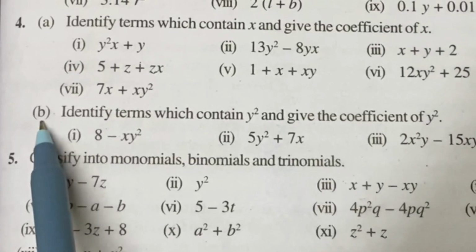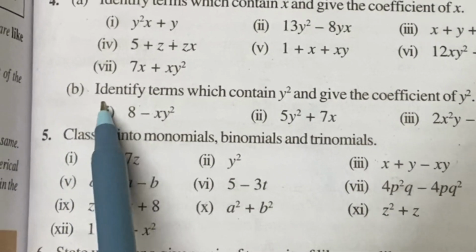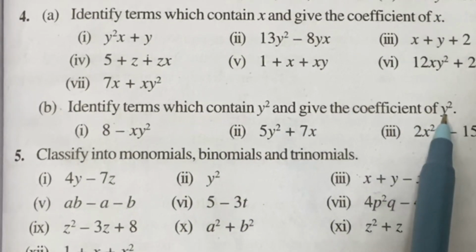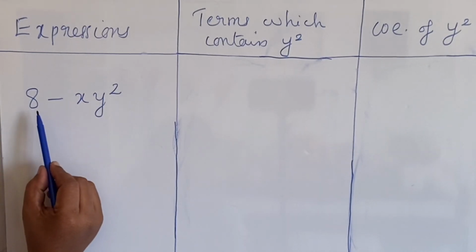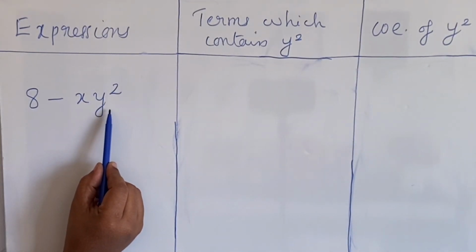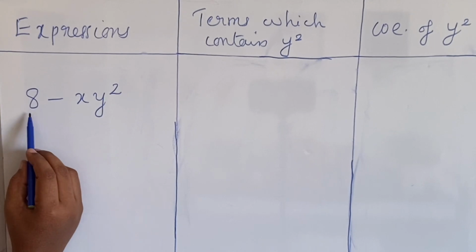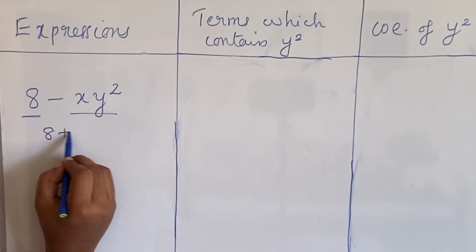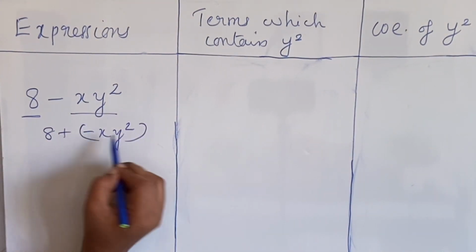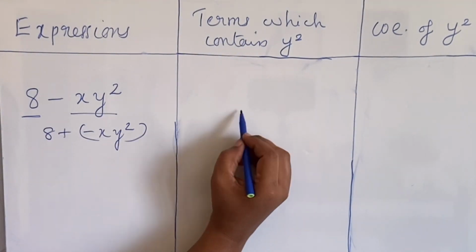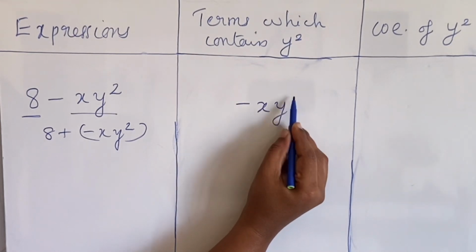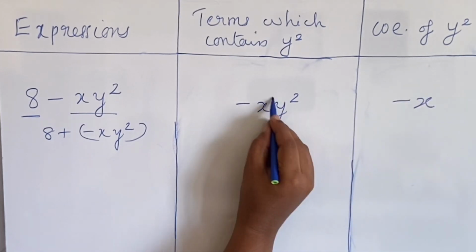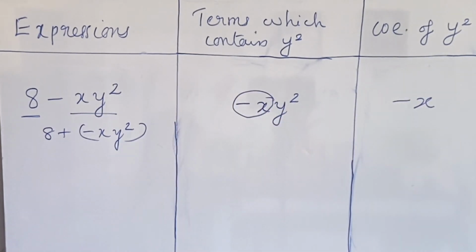Now exercise 12.1 fourth main question number B. Identify terms which contain y squared and give the coefficient of y squared. For the first question, the given expression is 8 minus xy squared. The first term is 8 and the second term is minus xy squared, or this can be expressed as 8 plus or minus xy squared. The first term is 8 and there is no y squared in it, and the term which contains y squared is minus xy squared. So the coefficient of y squared is minus x.